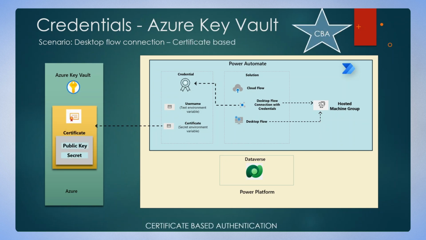Okay, here's the new scenario that was introduced for the desktop flow connection. The new scenario is called certificate-based credentials. Similar to password, the certificate is also hosted in the Azure Key Vault on your Azure subscription. As you have seen in the initial anatomy of a credential, the username is once again the text environment variable, but the change here is that the certificate now replaces the password as the secret environment variable.